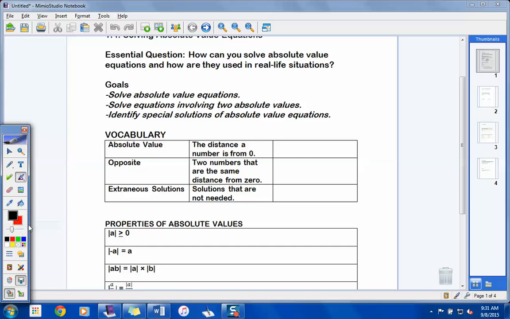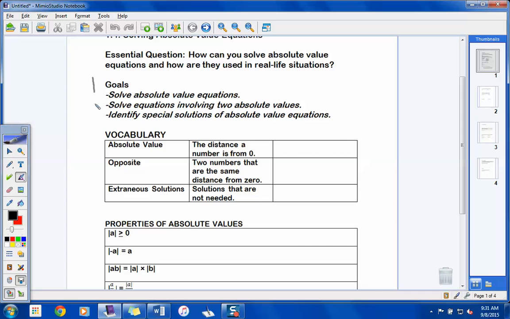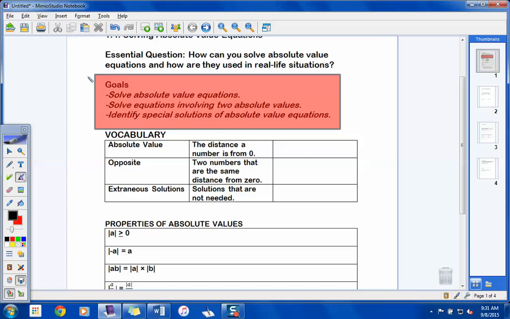First goal, solve absolute value equations. I'll show you what that means in a second. Second one, solve equations involving not just one absolute value, but what? 2. And then finally, identify special solutions of absolute value equations. There are going to be times where you get an answer and think, oh, that's the number, but it turns out that number won't work. I'll show you what that means in a second. So those are our goals for today, to answer the essential question up there.